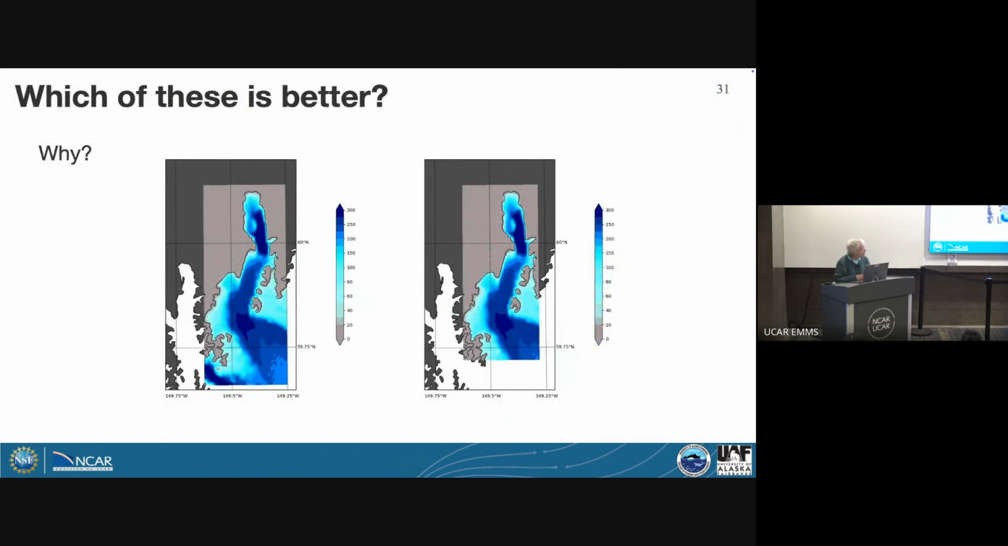So getting into the nitty gritty, I was playing with Crocodile a couple months back. And this is the Resurrection Bay in the Gulf of Alaska, and 2 different attempts at making a mesh there. And so just thinking about which one of these domains is better and why.